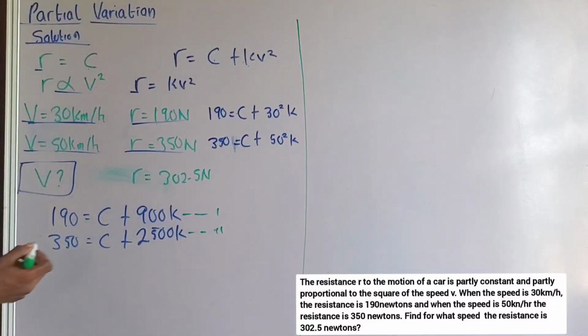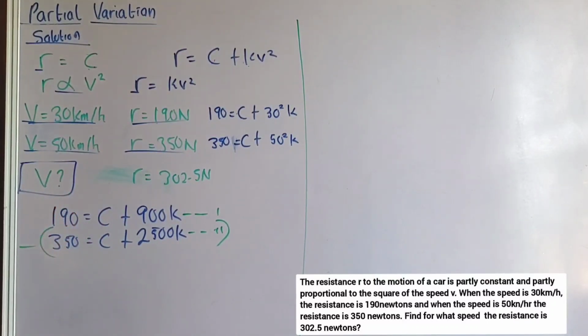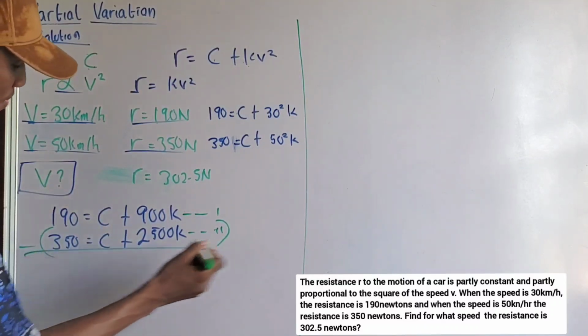Now subtract the second equation from the first equation to eliminate the value of C and get the value of k. This is a simultaneous equation, and to solve it you can use the elimination method, substitution method, or even the graphical method, but here you can just use the elimination method to eliminate C and get k. If you are not fast with solving simultaneous linear equations using any of the three methods, kindly check the playlist on this channel. So let's go.